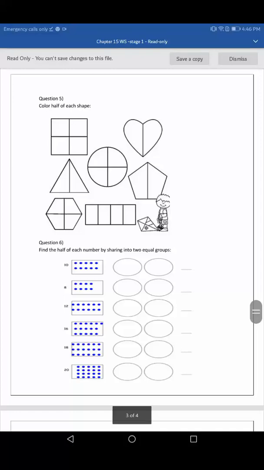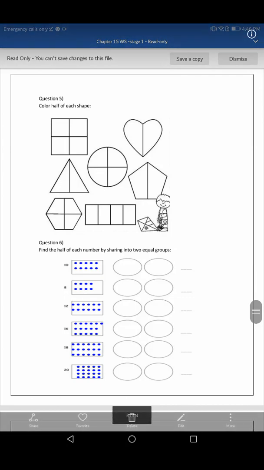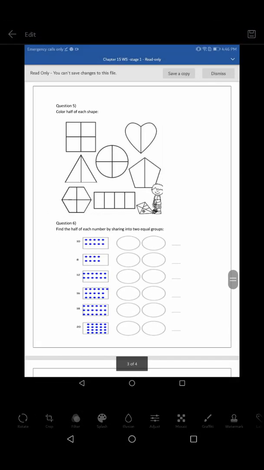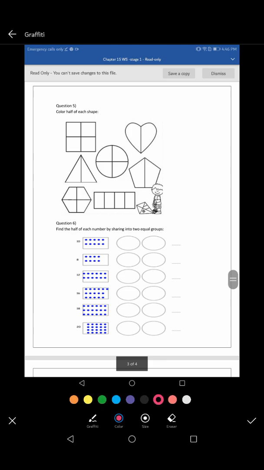Morning, grade 1. So now we are continuing to solve question number 5 of our worksheet. In this question number 5, it is asking us to color or shade half of each shape. And I previously said that a half of a shape means one of each equal 2 parts. So here I will just solve 2 of them and you have to solve the rest.